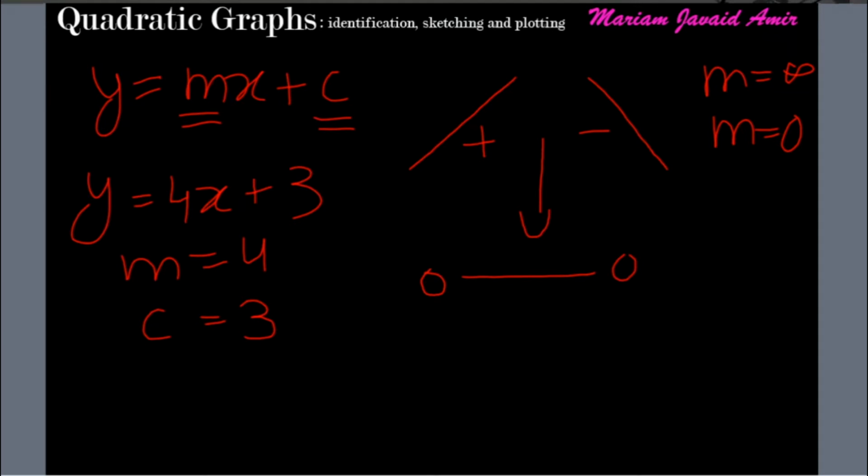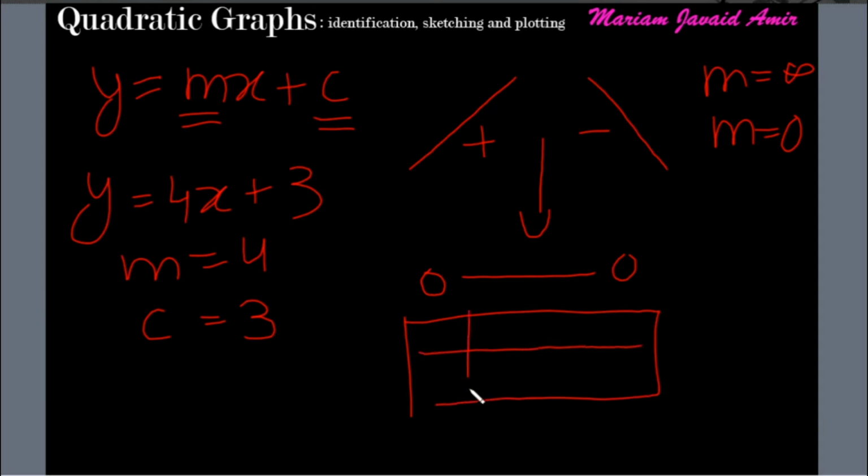So to plot this particular line, you will make a table. You will take any three values of x. Let's say I'll take 0, 1 and 2. Then we'll get three corresponding values of y. The first one will be 3, the second will be 7, and the third will be 11, and so on.